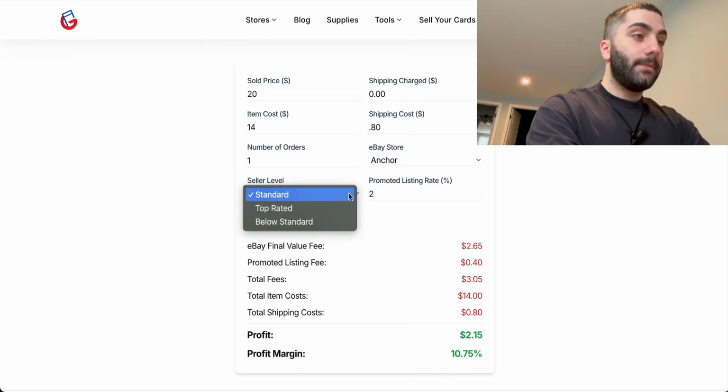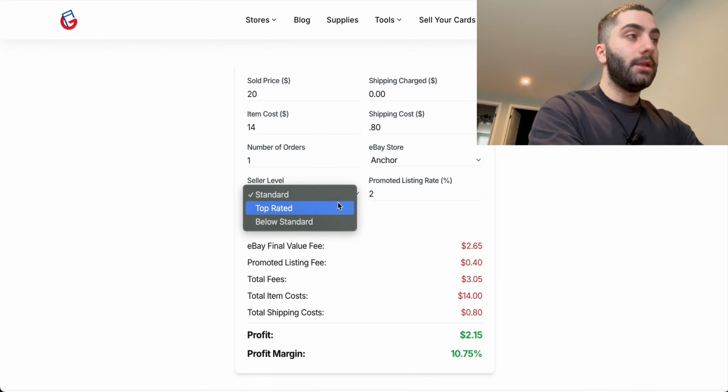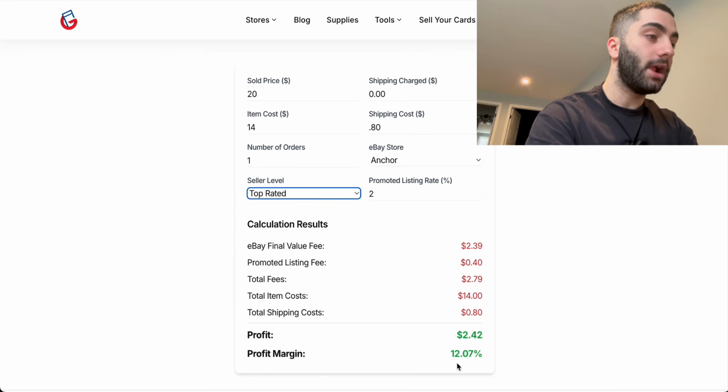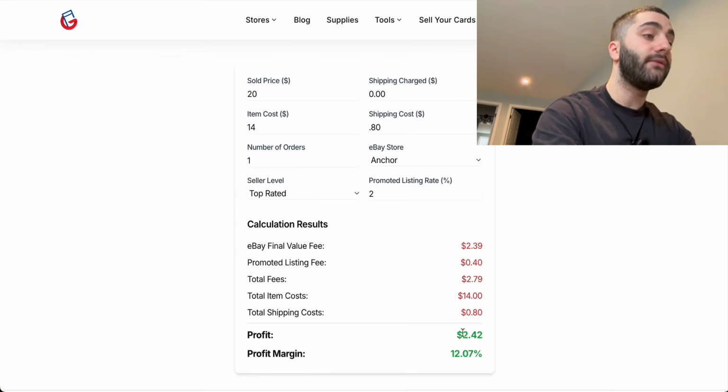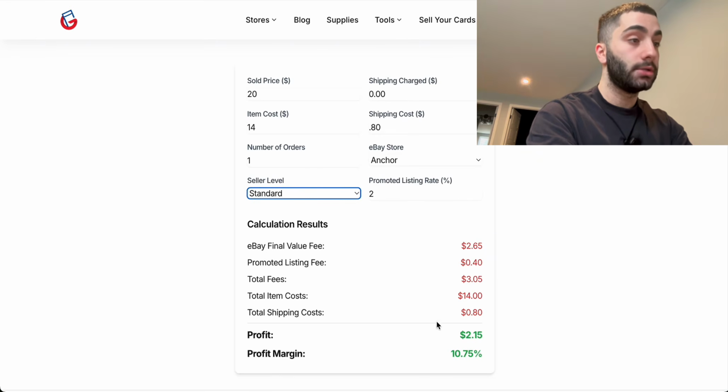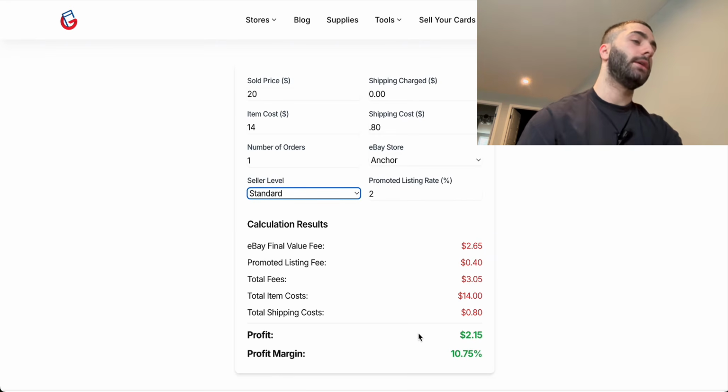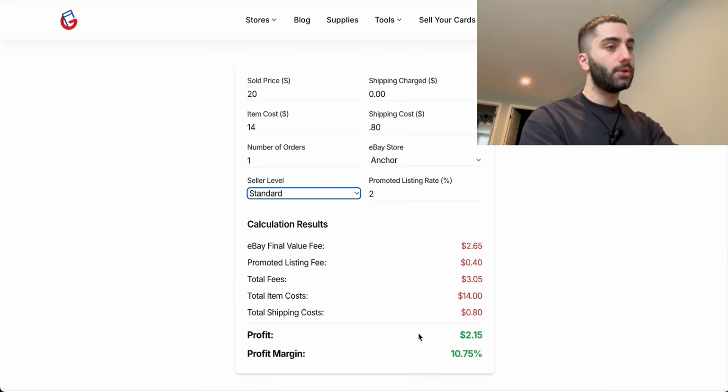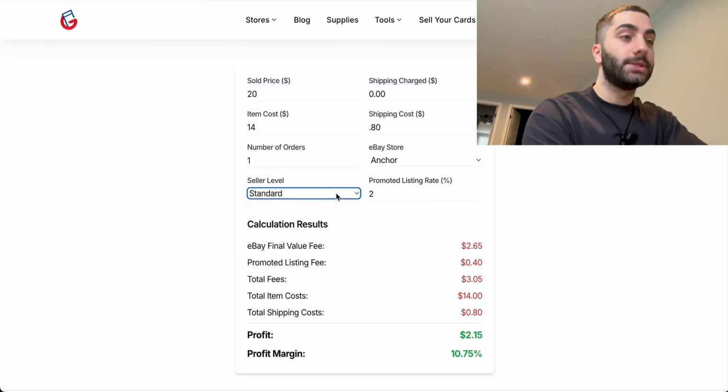Another great thing is, I know it's very hard to get to top rated if you are below 100 feedback or below 500 feedback, but let's just say you are. Your profit margin will go up to 12% with $2.42, as compared to $2.15. So it's not huge, but it is enough to make a difference, because once you start making a lot of sales, you will notice these fees that you will save on.